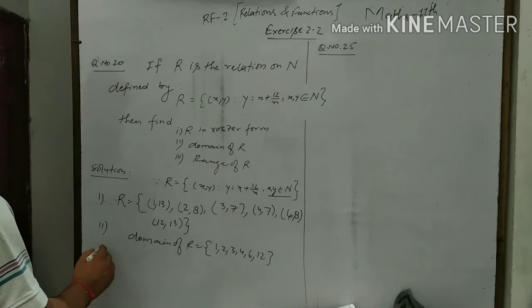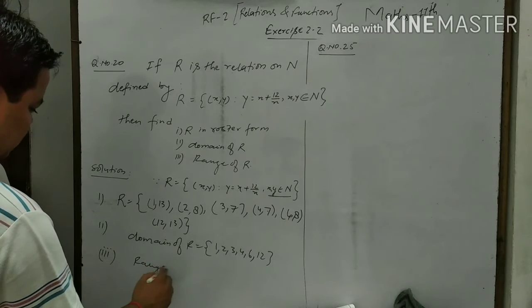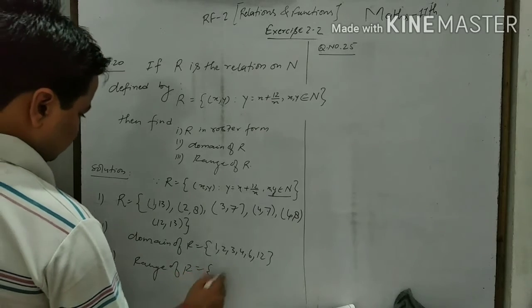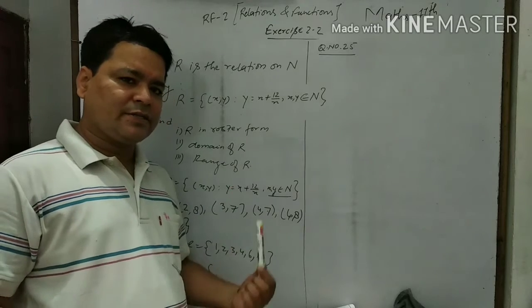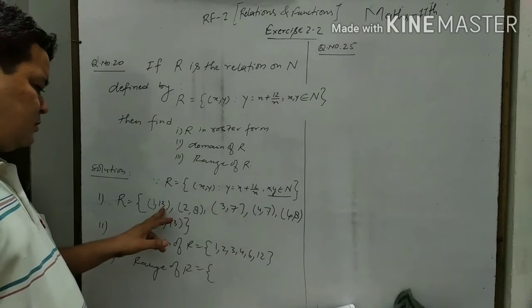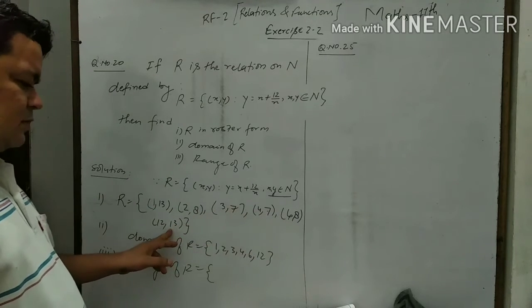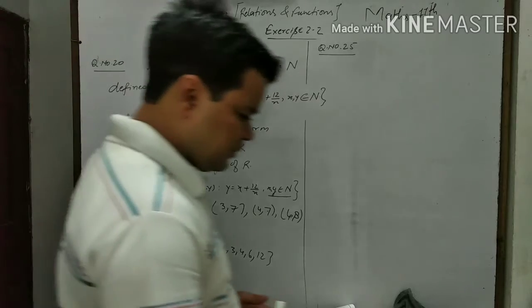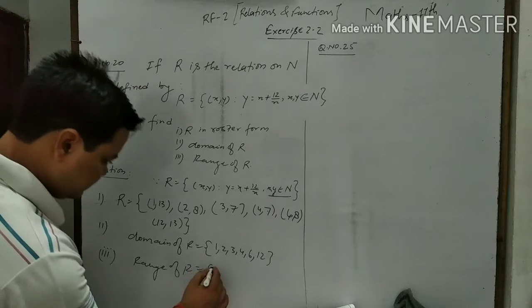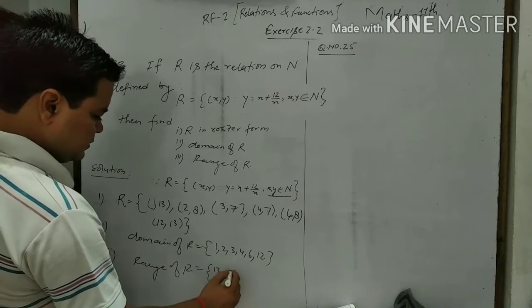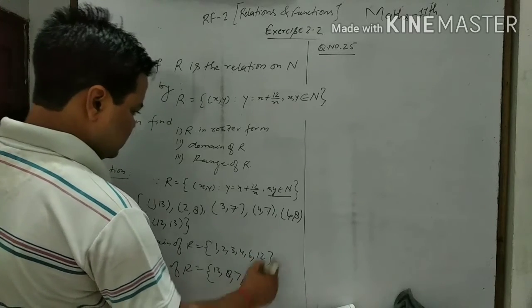After that, third one, what is the range of R? The range of R is the second elements of the relation: 13, 8, 7, 7, 8, 13.